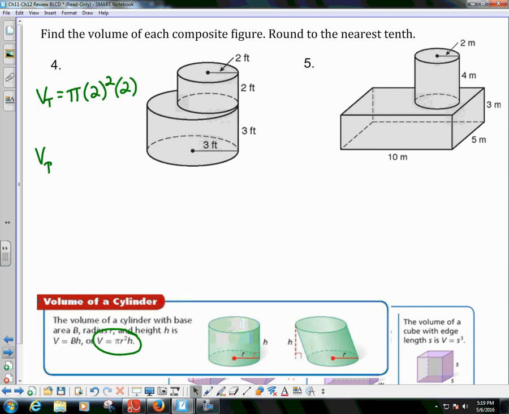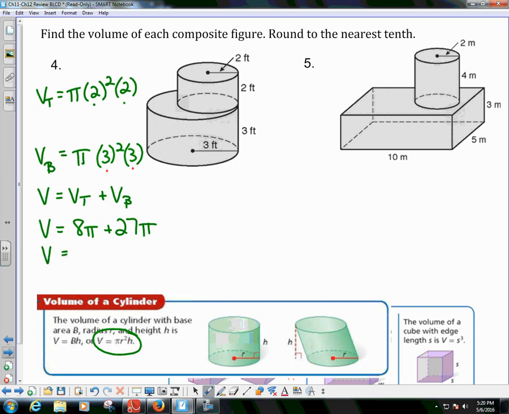My volume of my bottom cylinder is pi r squared. R is 3, so 3 squared, and my height is 3. I'm going to take to find the full volume equals the volume of the top plus the volume of the bottom. So let's see, my volume of the top, 2 squared is 4. 4 times 2 is 8, so I have 8 pi. The volume of the bottom, so I'm going to do 3 squared is 9. 9 times 3 is 27, so plus 27 pi.